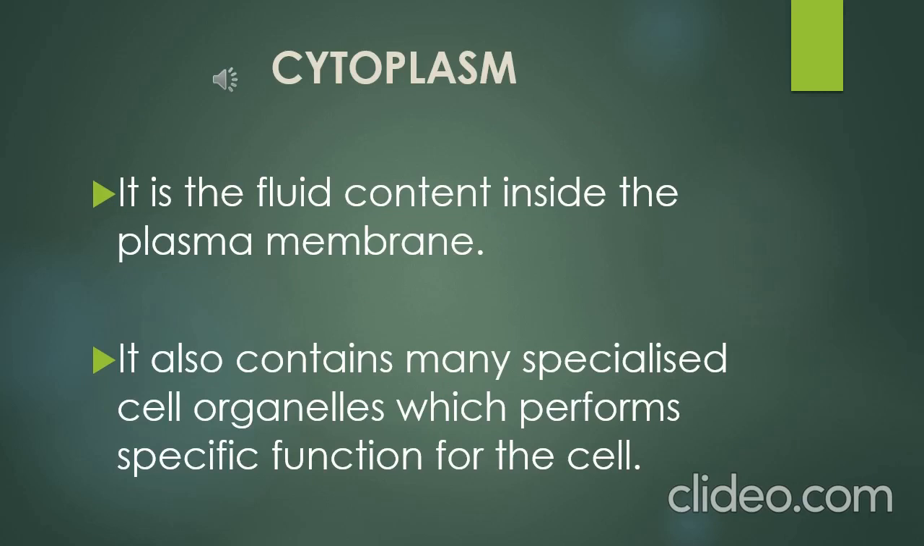Now the third component of the cell is cytoplasm. It is the fluid content inside the plasma membrane and outside the nuclear membrane. Some liquid material is present. That fluid or liquid material is known as cytoplasm. It also contains many specialized cell organelles which perform specific functions for the cell. It also contains some specific structures. We call them cell organelles, which have their specific functions.